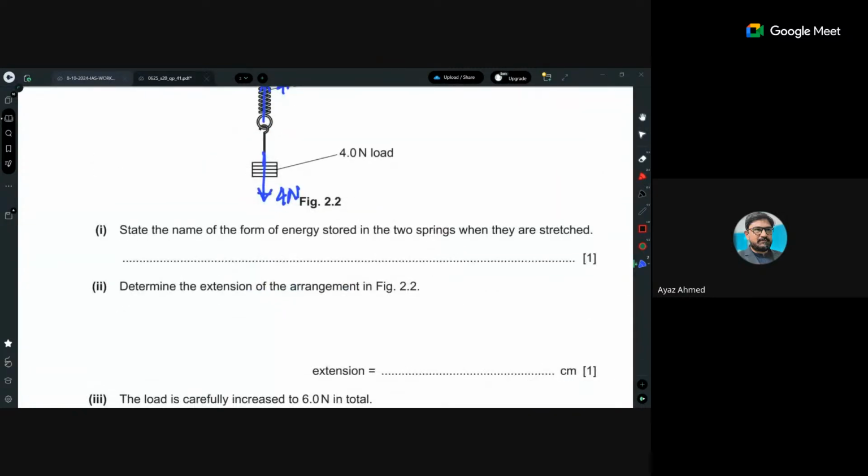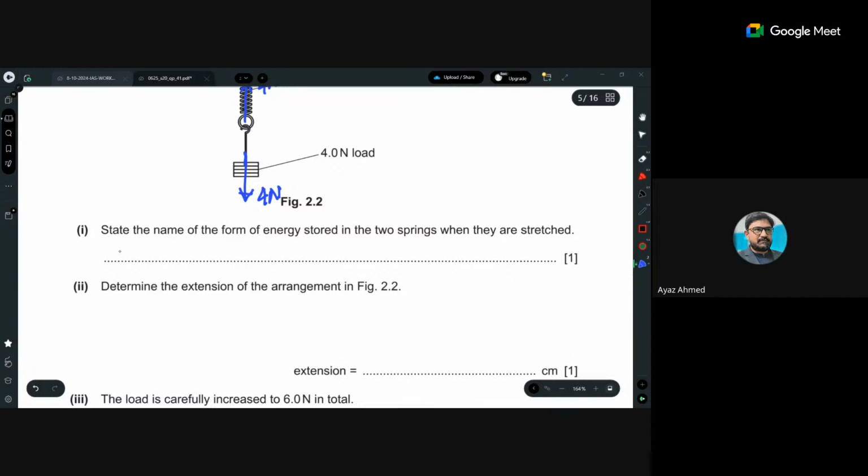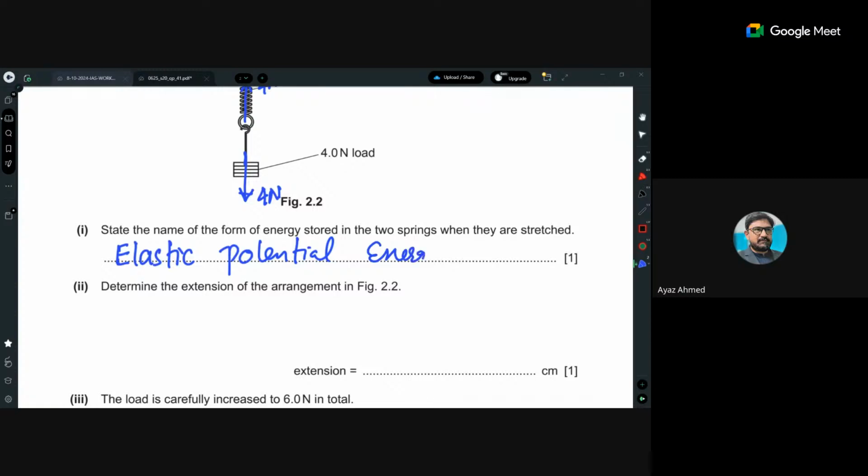State the name of the form of energy stored in two springs when they are stretched. So what is the name of that energy? You can write elastic potential energy, okay, or you can name it strain energy. Okay, is it clear? Yes.